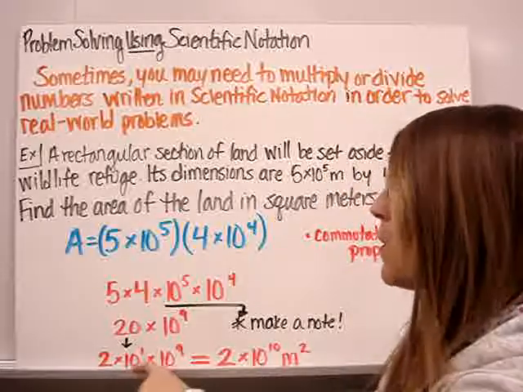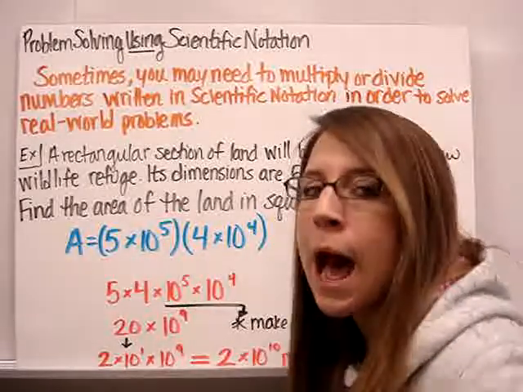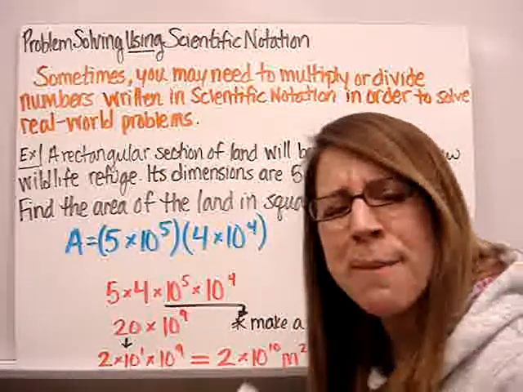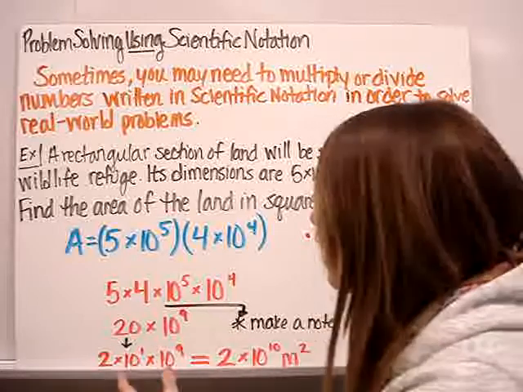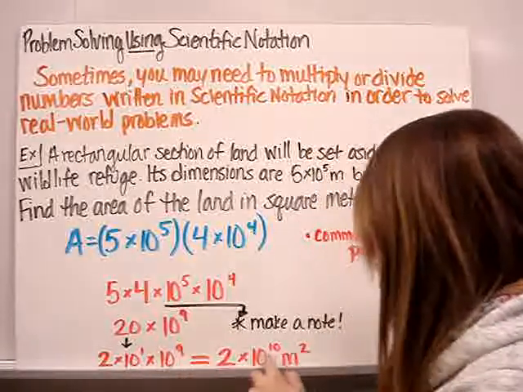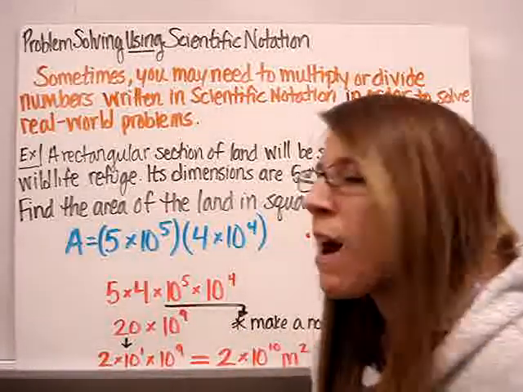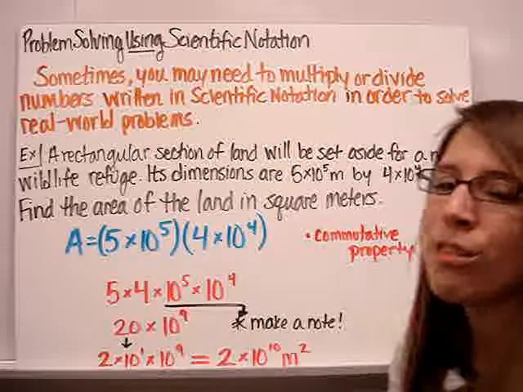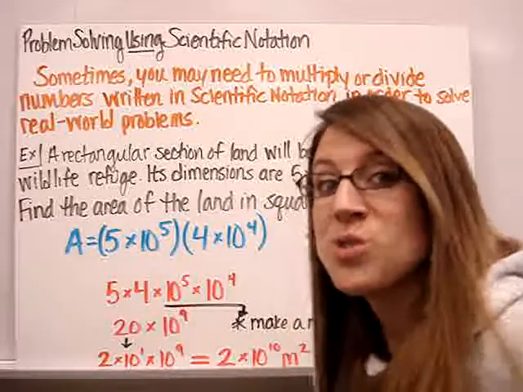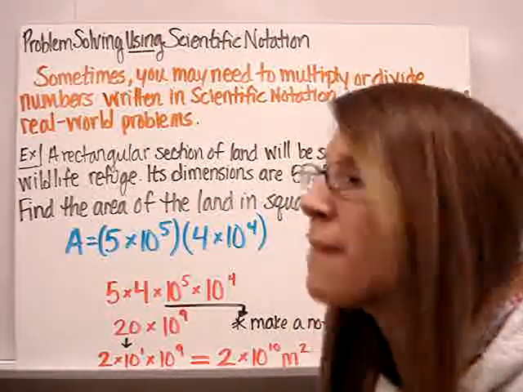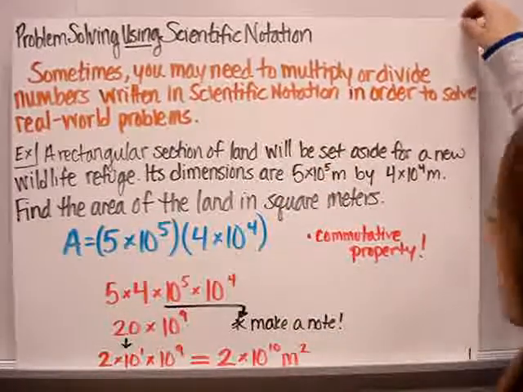So 2 times 10 to the 1st times 10 to the 9th. Again, I'm multiplying powers that have the same base. That base is 10, and so 1 plus 9 is 10. So the solution to this problem is 2 times 10 to the 10th power meters squared, because we did find area, right? And that's that.